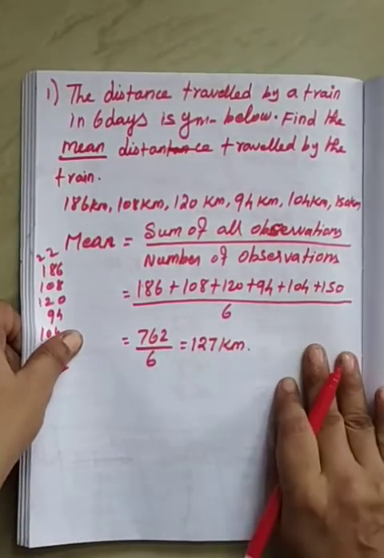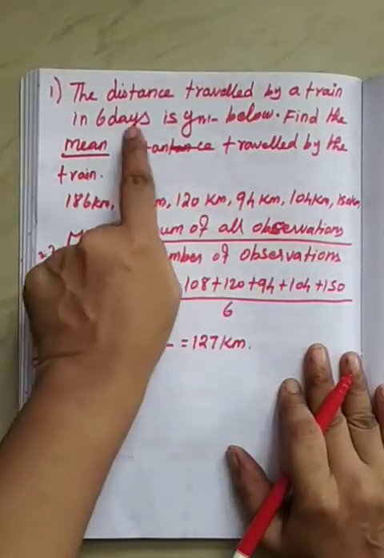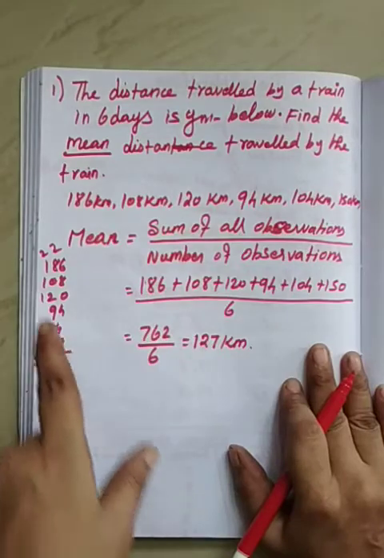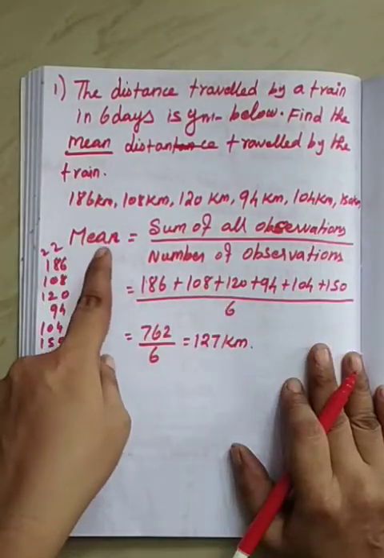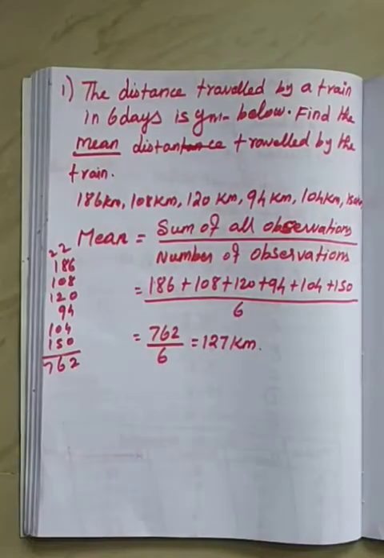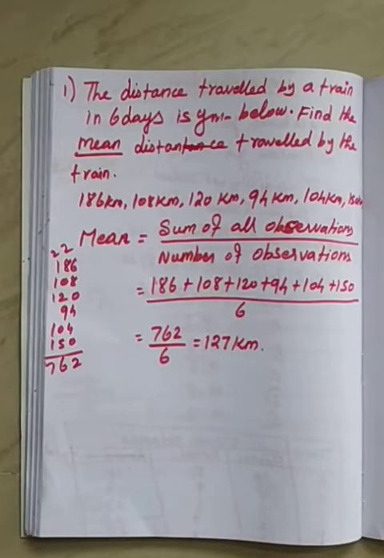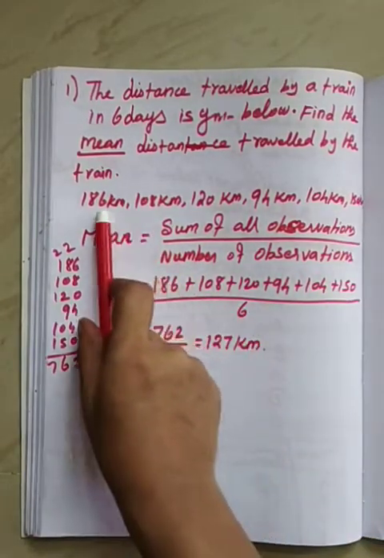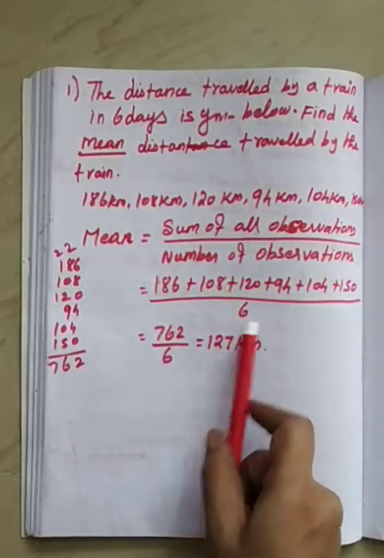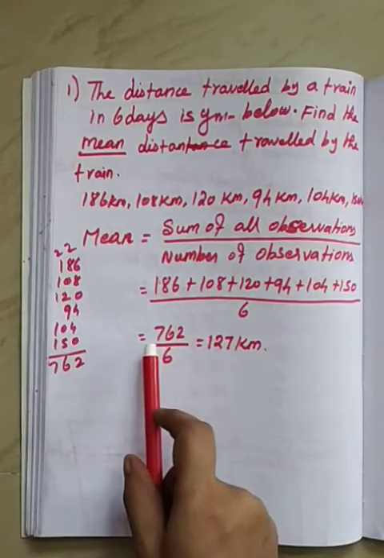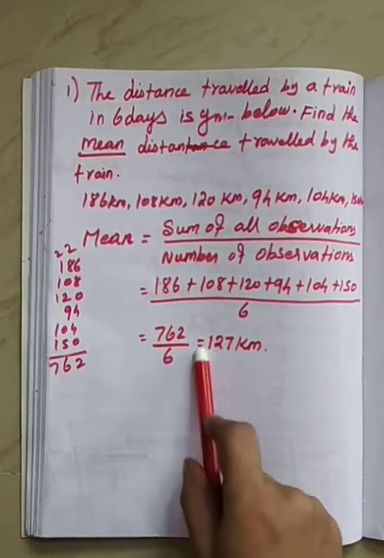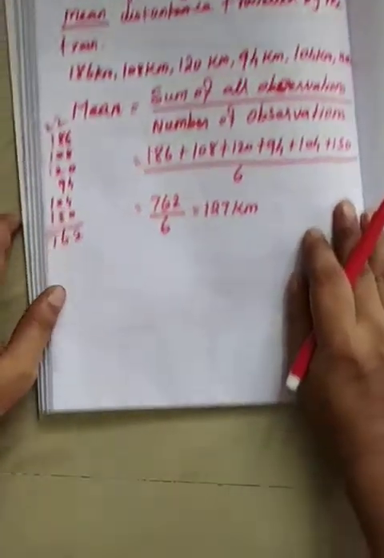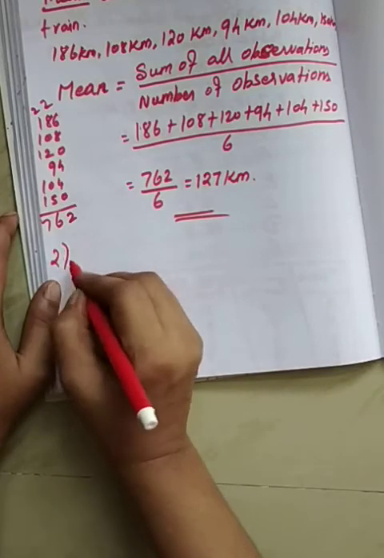Okay, see here, the distance traveled by a train in 6 days is given below. Find the mean distance traveled by the train. The kilometer was given. First of all, you have to write the mean formula: sum of all observations divided by number of observations. So first you have to add those kilometers, divided by number of observations 1, 2, 3, 4, 5, 6. Now you have to put the addition value of the numerator, 762 by 6. Simplifying this one, you will get 127 kilometer. Clear? Now we see the next problem.